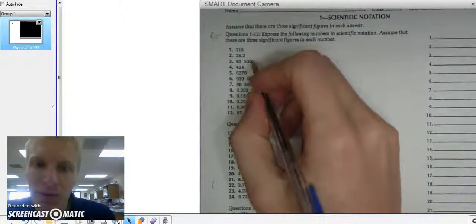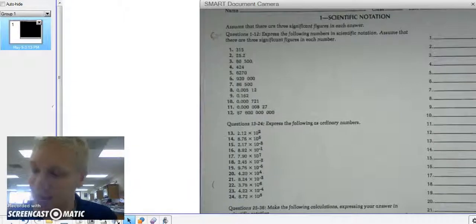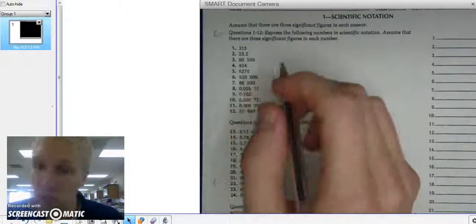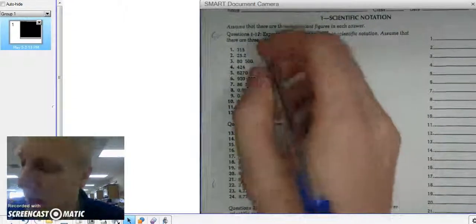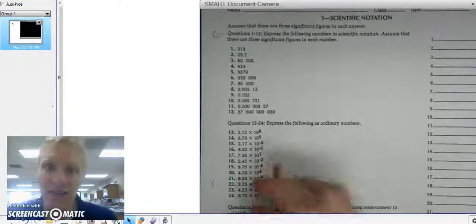So what happens when we have very small numbers or very large numbers is we have all of these zeros, and it's easy to get dizzy and miscount them. So scientific notation was developed to remedy that, basically. Alright, we've got 315. I want to convert this into scientific notation.